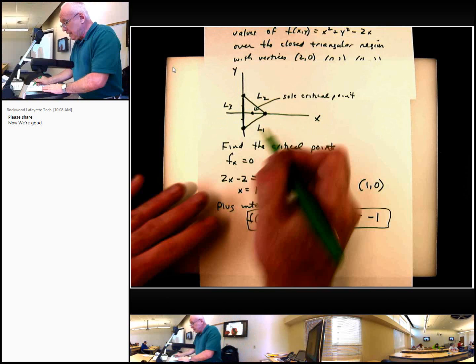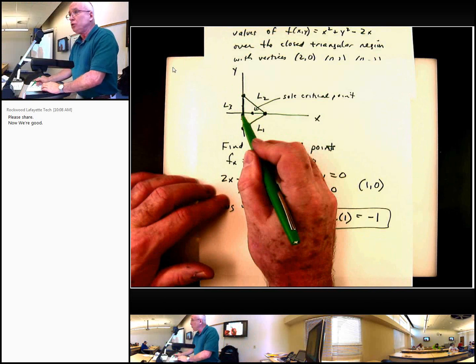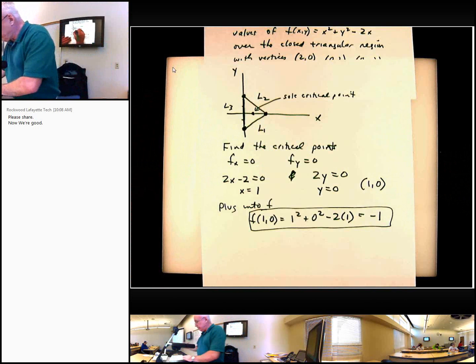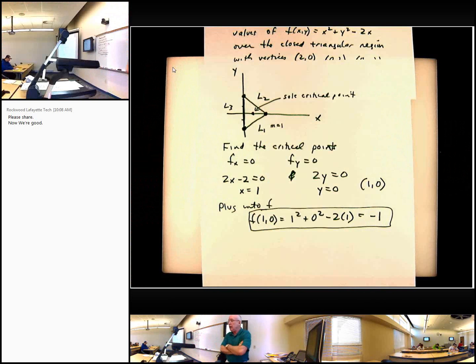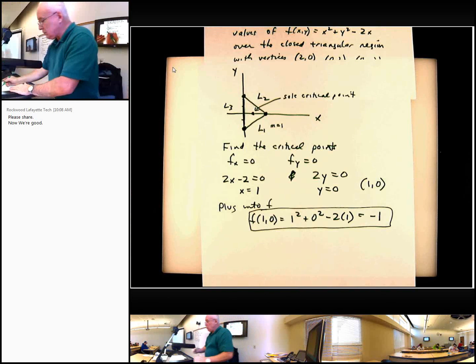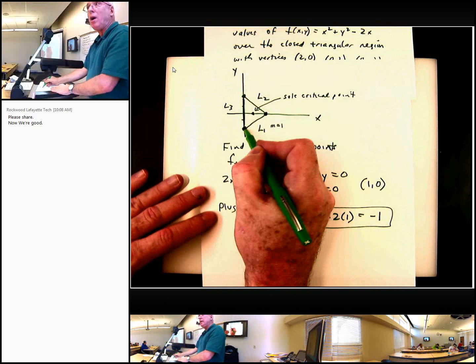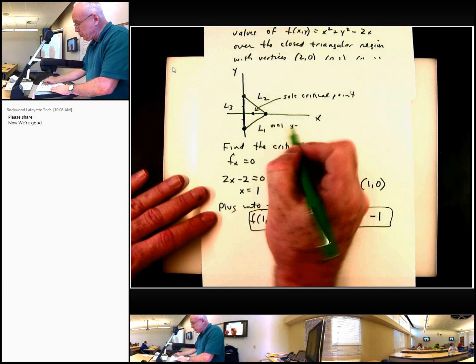Now this line L1, it goes up 2 and over 2, so it has a slope of 1. m is equal to 1. And we have 2 points that are on the line. Not only that, but we actually know right here what its y-intercept is. The y-intercept is negative 2.